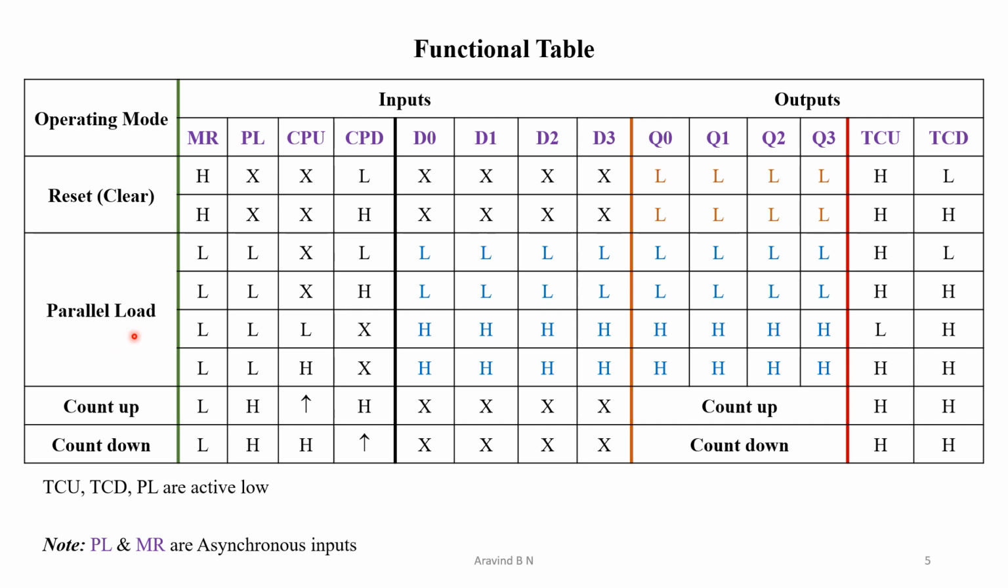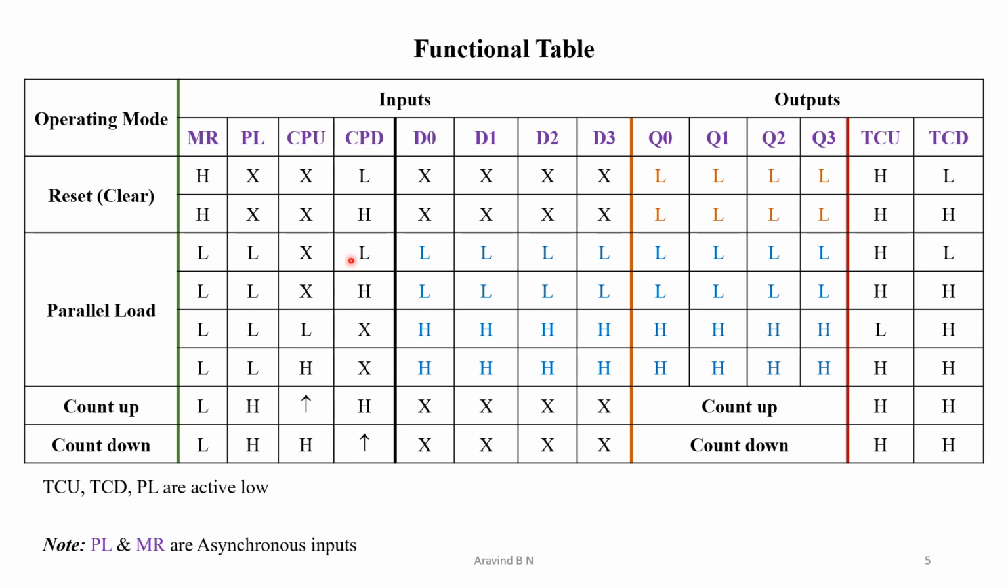In order to operate the parallel load operation, we have to make use of the line PL. For that, first set the master reset value to low. Therefore, here you can observe four different criteria being discussed with respect to parallel load. In all of them, master reset is equal to low. Now, PL is an active low signal. Therefore, in all these four cases, PL is set equal to low.